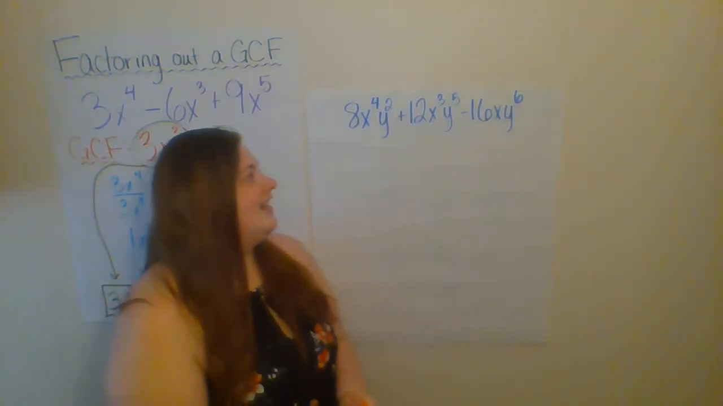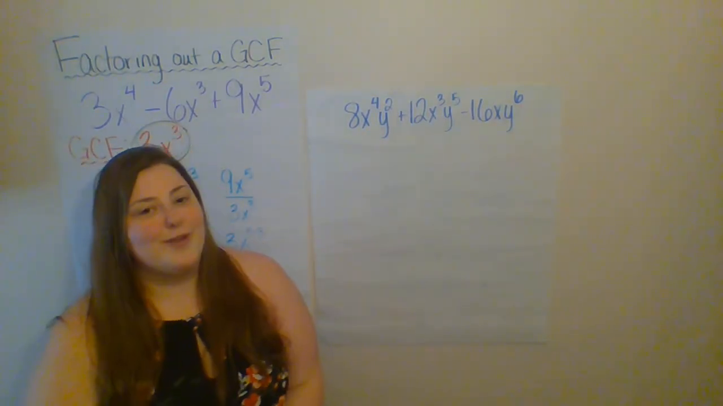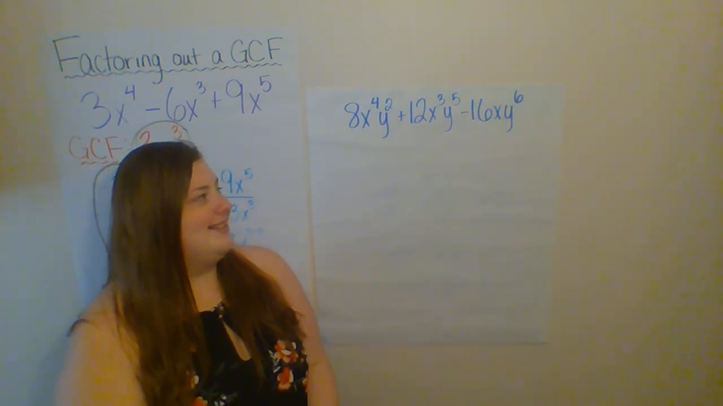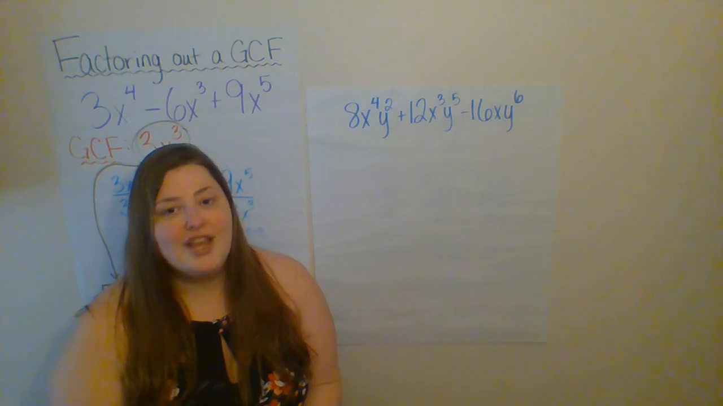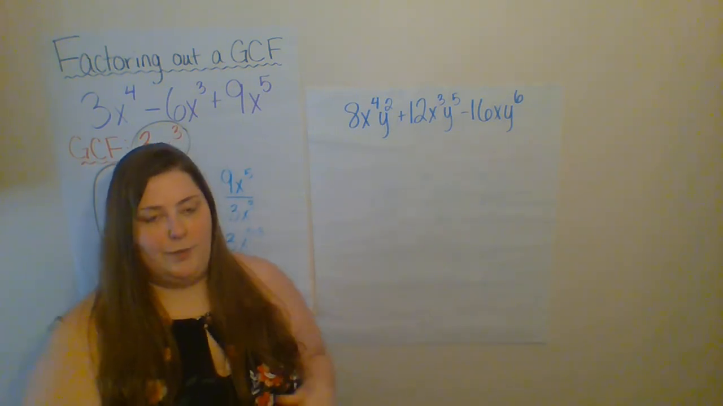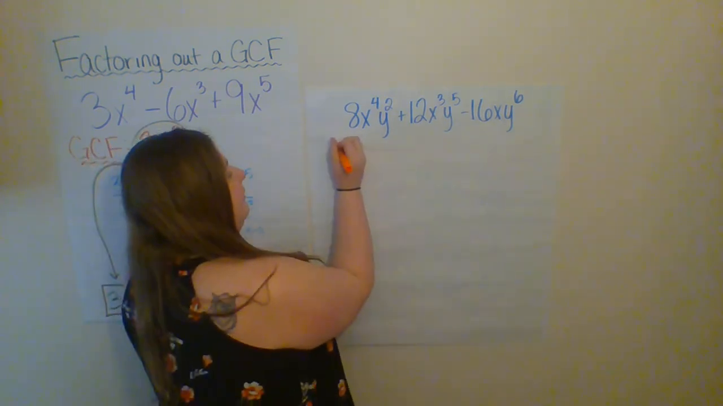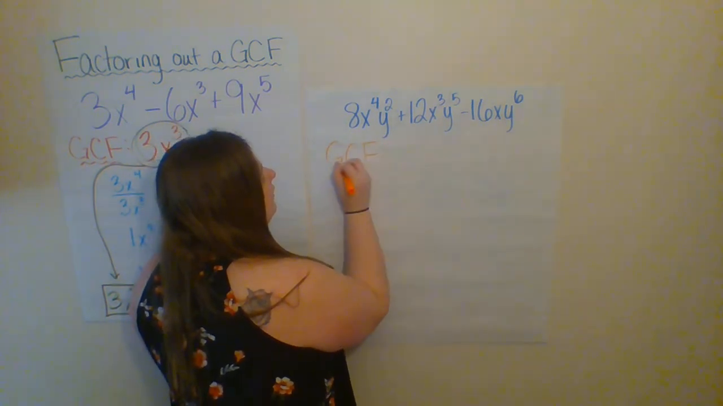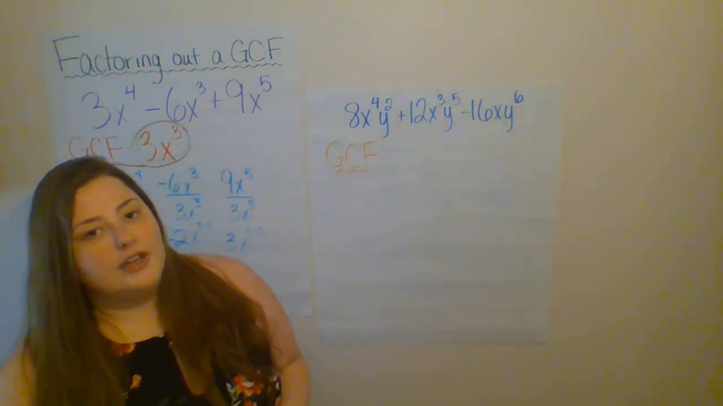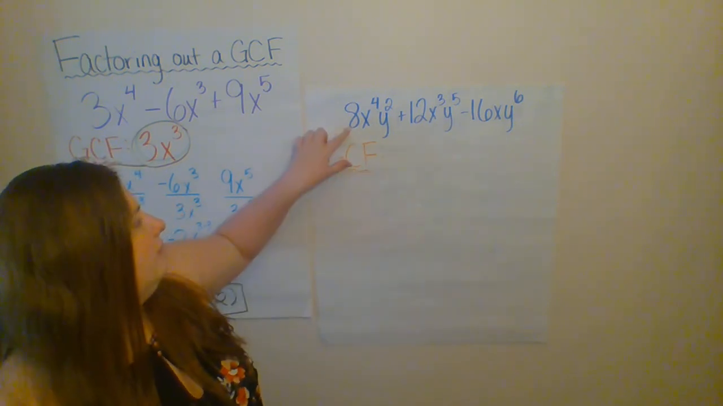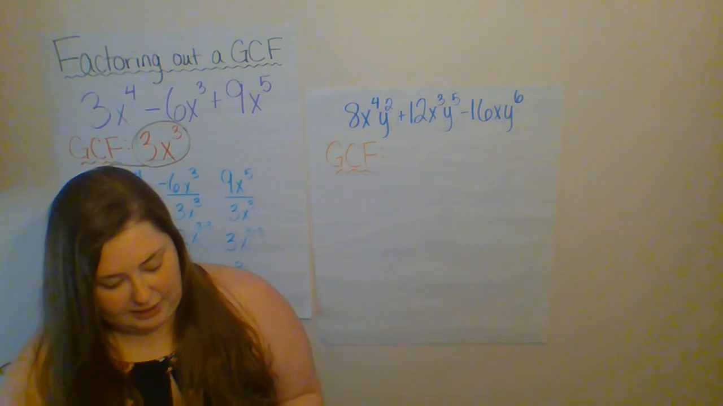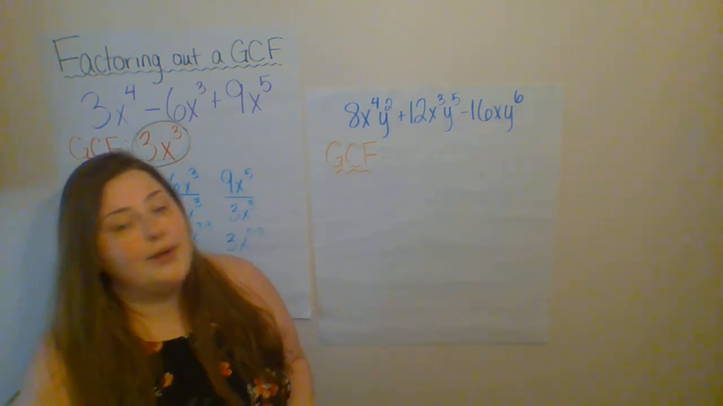Alright, so now our second example is 8x to the fourth y squared plus 12x to the third y to the fifth minus 16xy to the sixth. So we're going to start out the same. We are first going to find our GCF. Our GCF of this one, number-wise, we have 8 versus 12 versus negative 16. So our GCF of that is going to be 4.